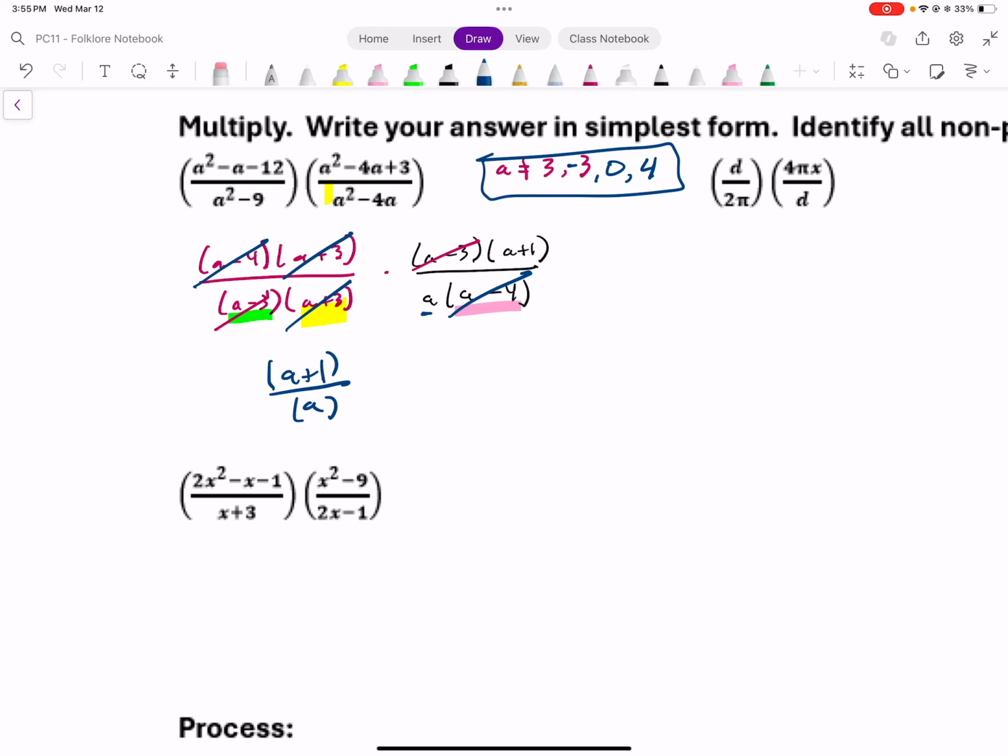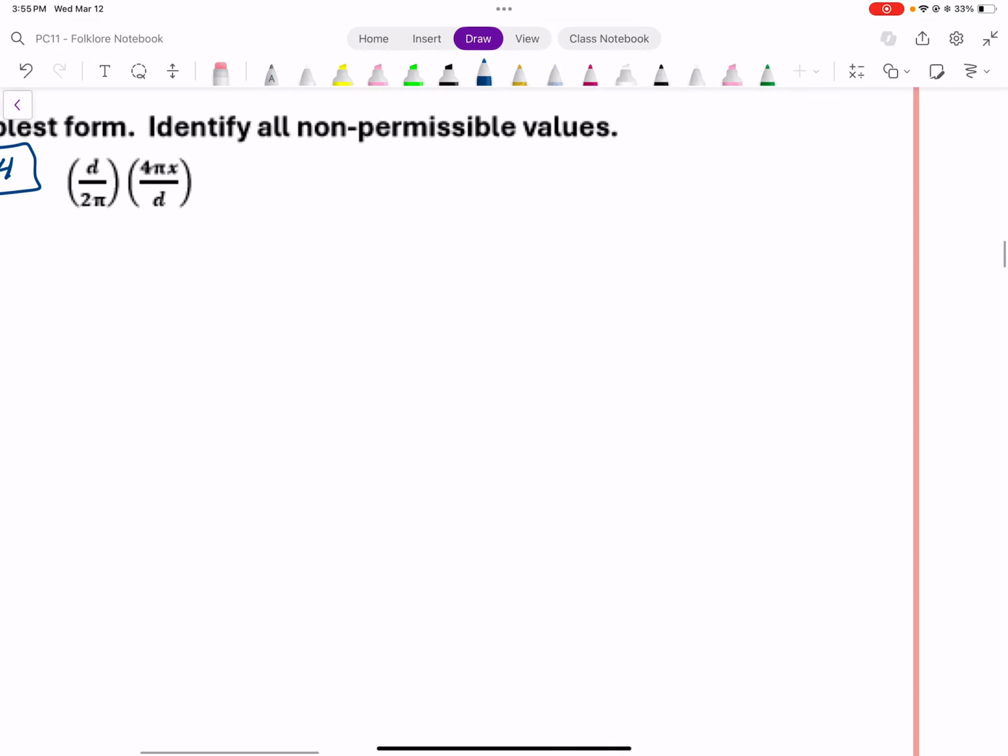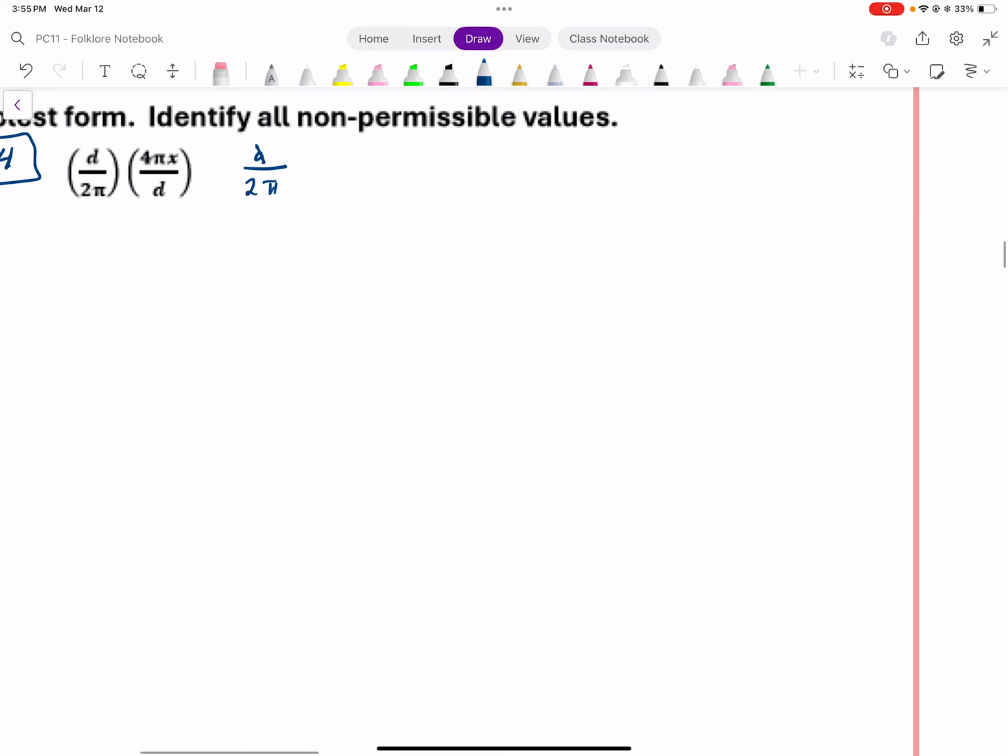All right. So far, so good. Next example: d over 2 pi times 4 pi x over d. I'm just going to write this down. I would presume that d is the only variable here, whereas pi is a number. Agreed? I hope we can agree on that. And the only change I'm going to do is write 4 as 2 times 2, because I see that there's a factor of 2, and it sparks my brain that I may want to cancel out common factors.